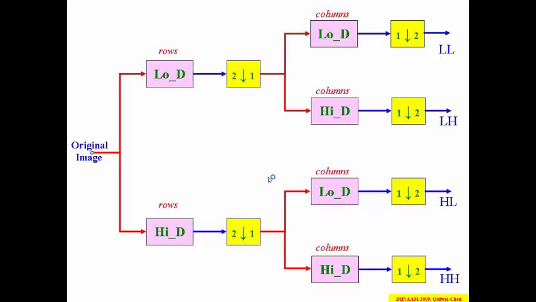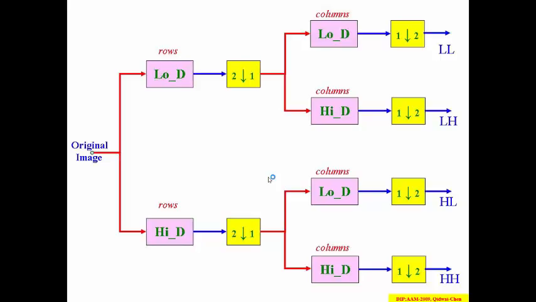Here I have the original image. Low D means that this is a low filter for the decomposition of the image. I want to decompose the image. And here I have a high filter for the decomposition of the image. Both of them are applied on the rows. Then after that, I will make down sampling.